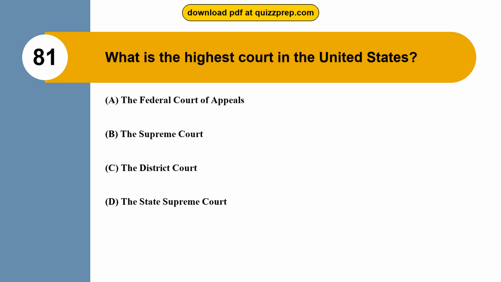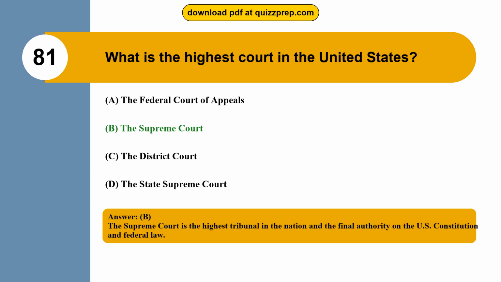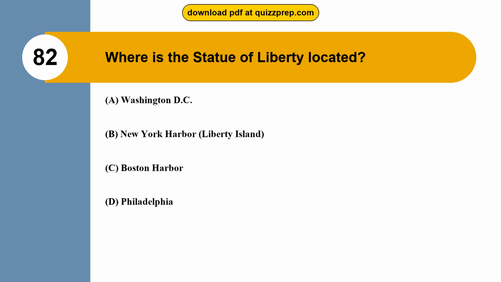Question 81. What is the highest court in the United States? Option A, the Federal Court of Appeals. Option B, the Supreme Court. Option C, the District Court. Option D, the State Supreme Court. The correct answer is option B, the Supreme Court. The Supreme Court is the highest tribunal in the nation and the final authority on the U.S. Constitution and federal law.